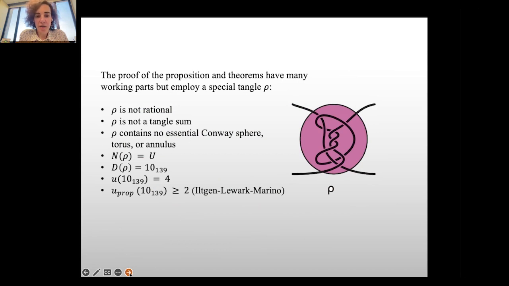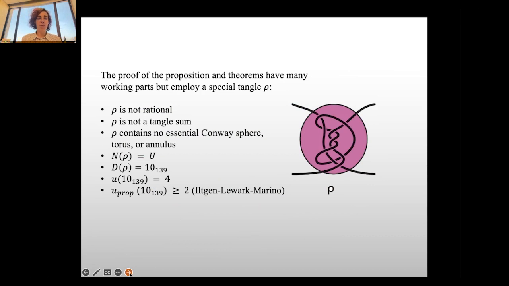The numerator closure of this tangle is the unknot, which, if you look at the picture for a minute, you can kind of convince yourself is true. The denominator closure of this tangle is the knot 10_139. I'm not sure that you could visually convince yourself of this, but it is true. And why does that matter? Because the knot 10_139 has a pretty high unknotting number. It's 4. It also is sufficiently complicated to have a pretty high proper rational tangle replacement unknotting number. We don't know that it's 2, but it's at least greater than or equal to 2. And that's a recent result due to Iltgen, Lewark, and Marino.